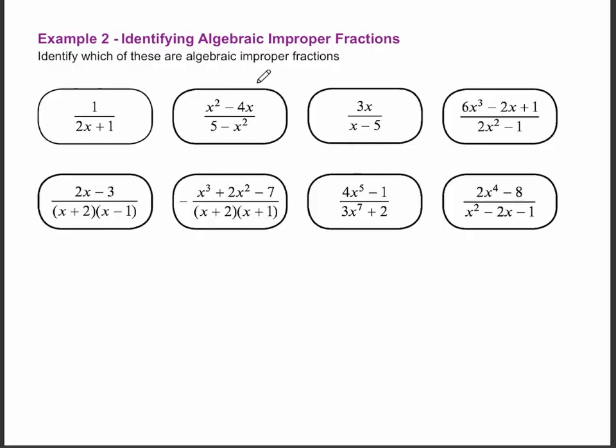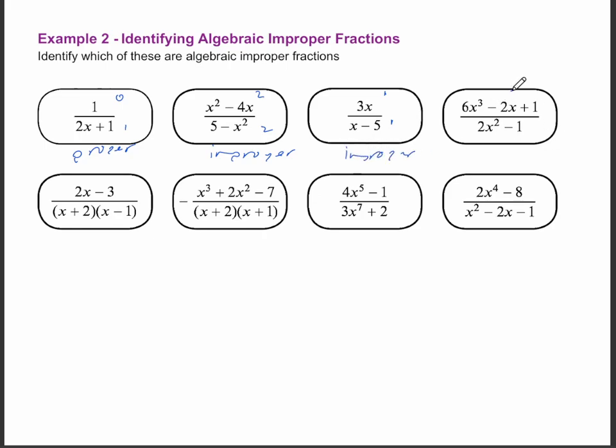Example 2 is just identifying which fractions are improper or proper. So we'll go through these one by one. The highest power at the top is 0, the highest power at the bottom is 1, therefore this is going to be proper. The highest power of x at the top is 2, the highest power of x at the bottom is 2, therefore it's going to be improper. Obviously improper means the degree of the numerator polynomial is greater than or equal to the degree of the denominator polynomial. And this one right here, again, at the top the highest power is 1, at the bottom the highest power is 1 as well, therefore improper here as well.